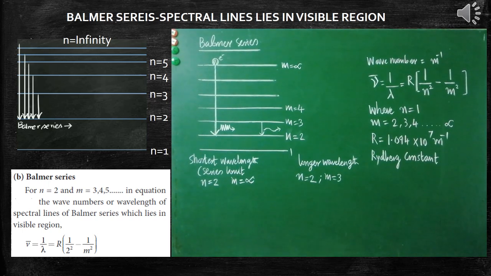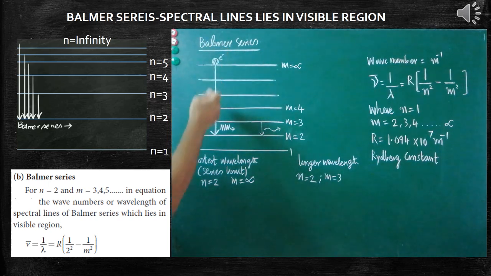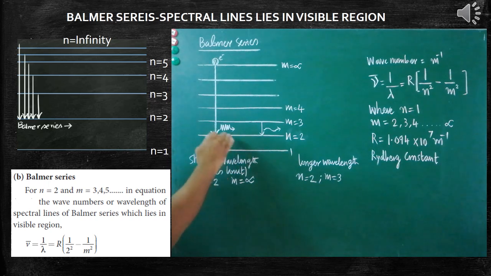Now we are going to calculate the wave number and wavelength of the series limit, that is the shortest wavelength spectral line, as well as the longer wavelength spectral line in the case of the Balmer series. When the shortest wavelength spectral line is emitted, the electron has to jump from the infinite orbit to the second orbit. That is called the series limit.